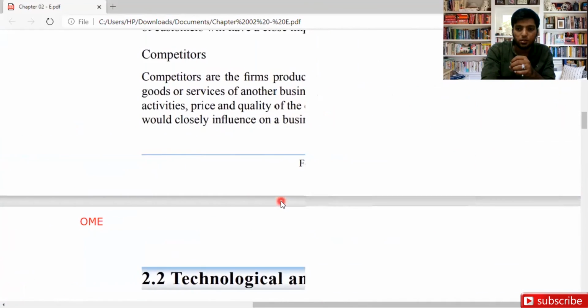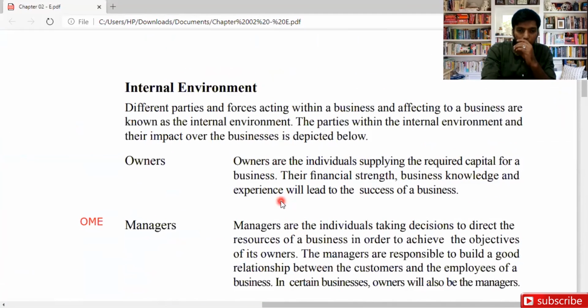Let's move on to the next part. What is this internal environment? Different parties and forces acting within a business and affecting a business are known as internal environment. The parties within the internal environment and the impact on business are depicted below.